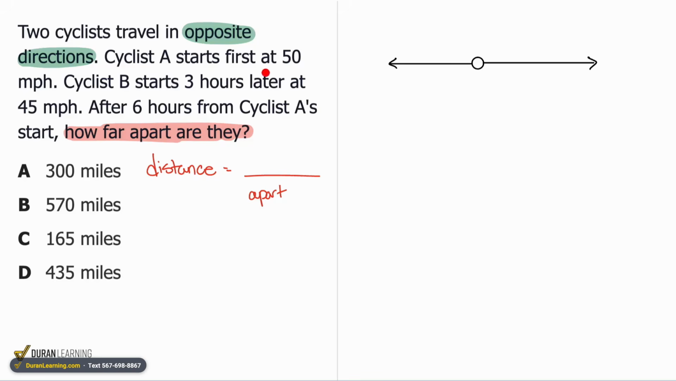Cyclist A starts first, 50 miles per hour. Okay, so right here, I'll just say that this is A and this is B. Cyclist A, 50 miles per hour. And then Cyclist B starts 3 hours later at 45 miles per hour. So I'll go ahead and say 45 miles per hour right here for B.